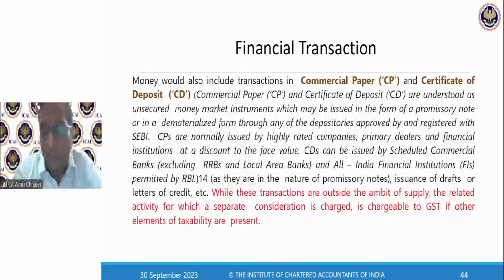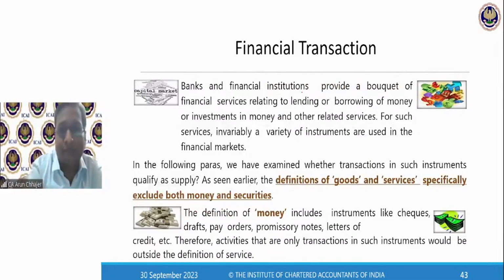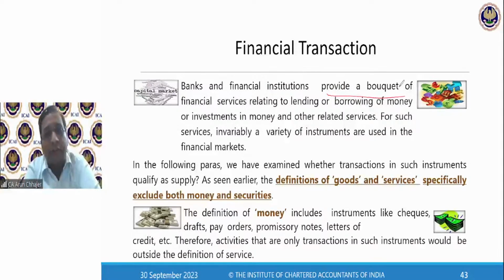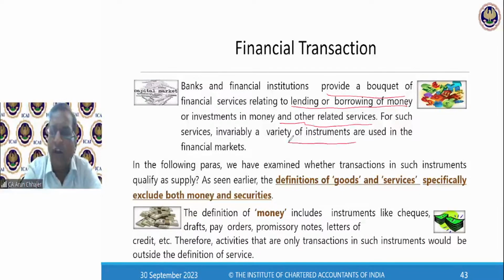Banks and financial institutions provide the bucket of financial services relating to the lending, borrowing of money, or investment in money and other related services. For such services, a variety of instruments are used in the financial market. Let's discuss one by one.